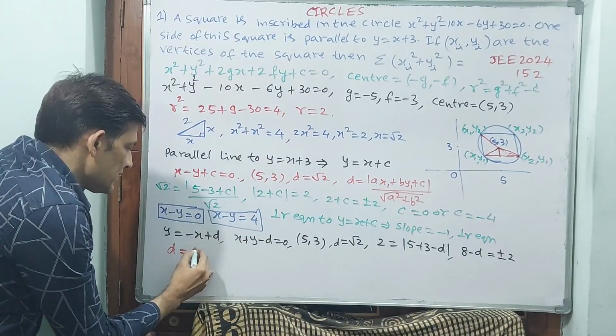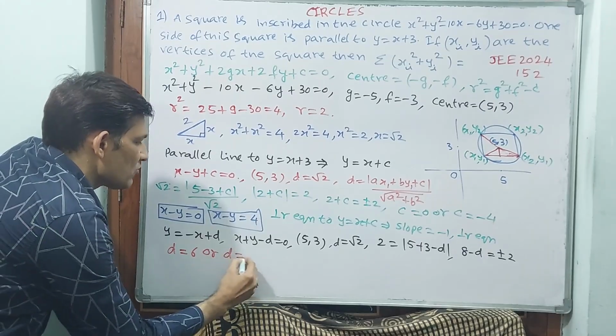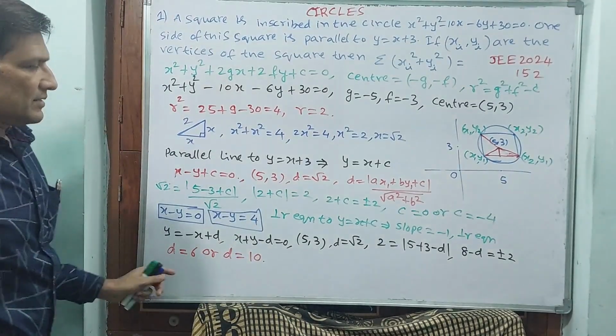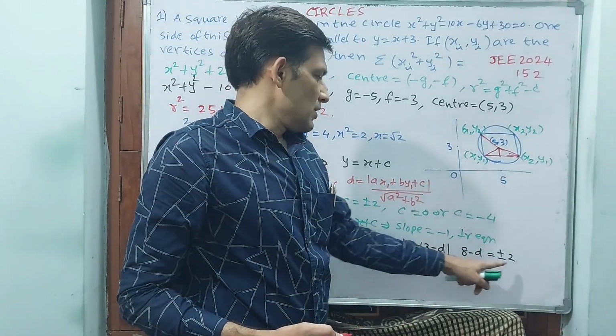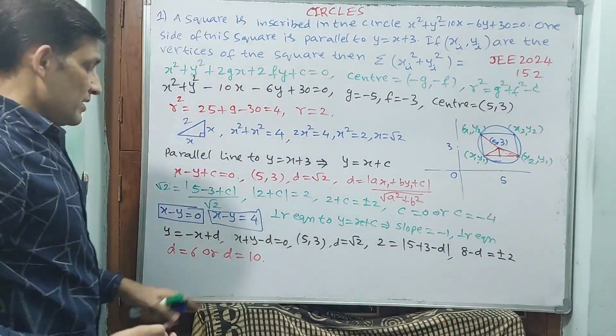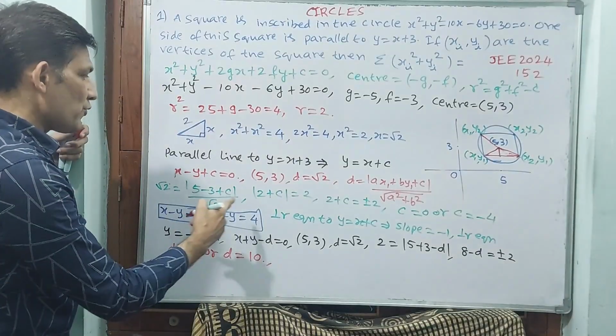8 minus 2 means 6, or d is equal to 8 plus 2, 10. Do you accept this? Why? Because plus 2 means 8 minus 2, minus 2 means 8 plus 2, d. Now you write these equations. How are you going to write these equations?